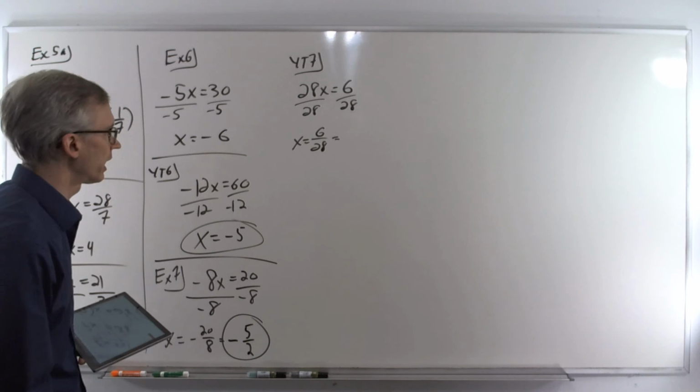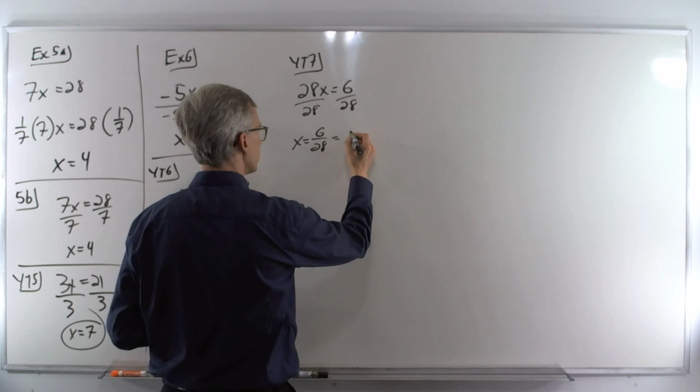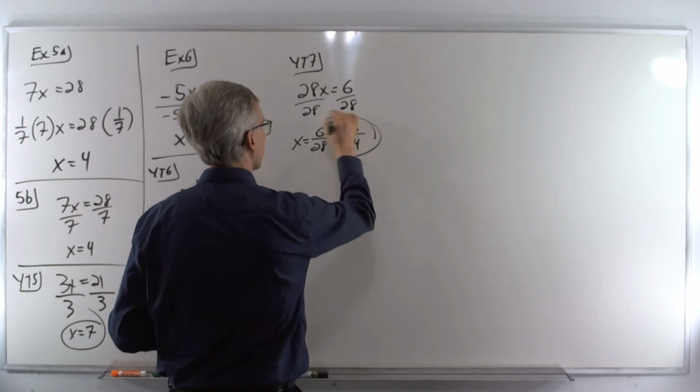All right, divide both sides by 28, we get 6/28. Divide top and bottom by 2, and we get 3/14.